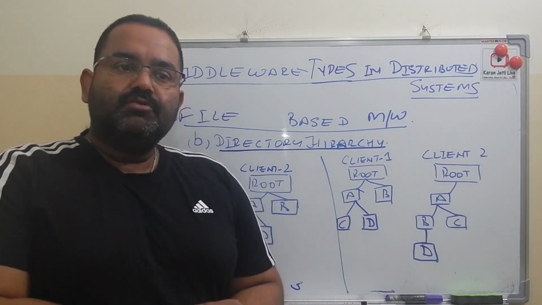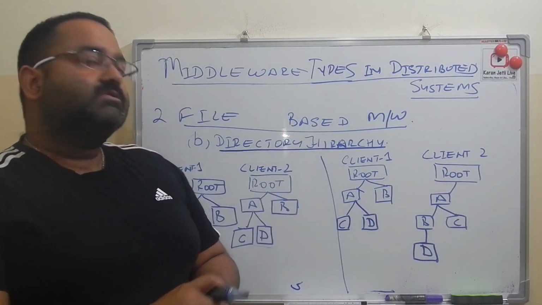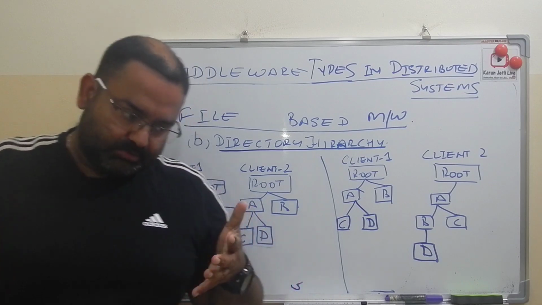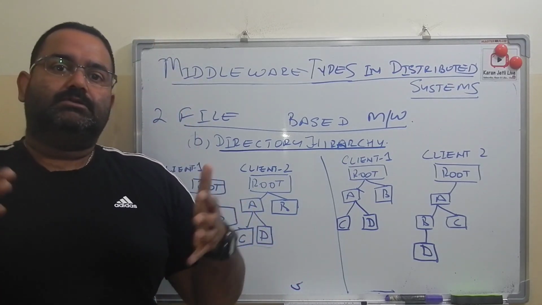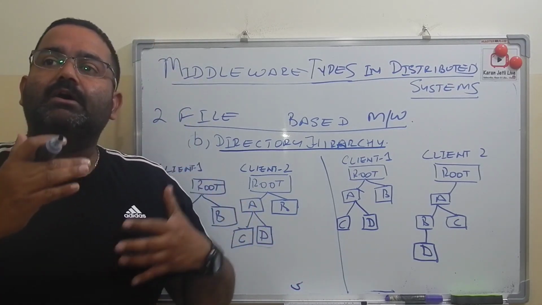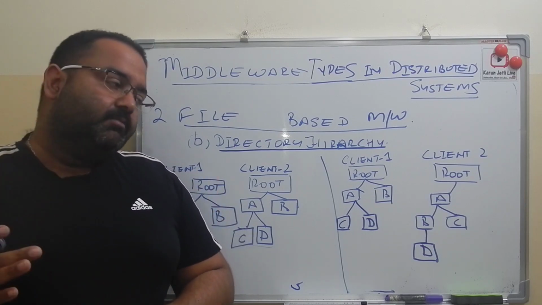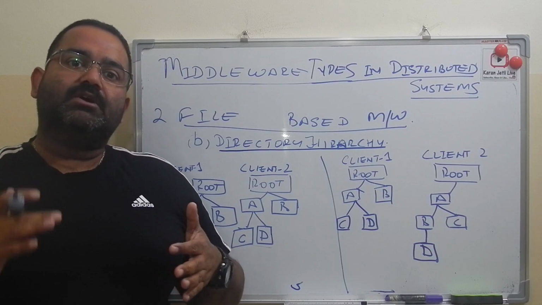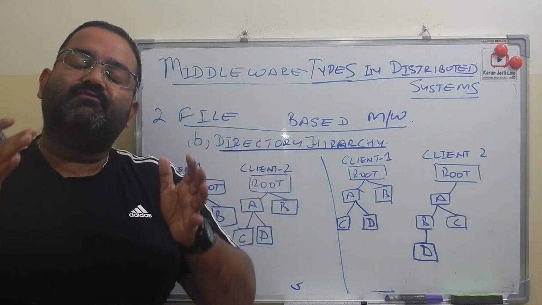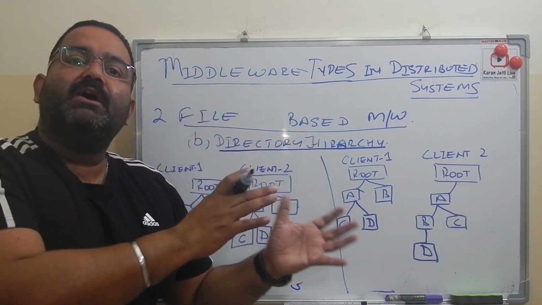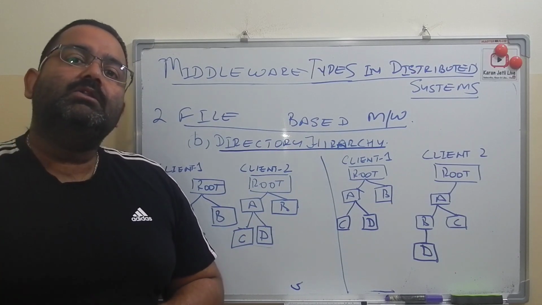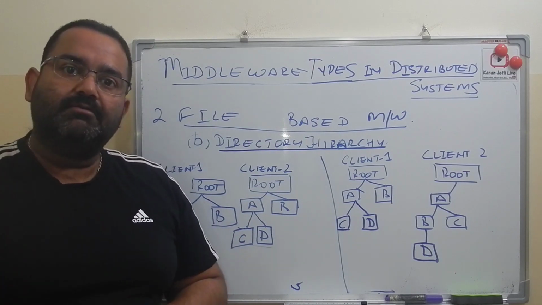So guys, the next issue which comes in file based middleware is the directory hierarchy. Now guys, all of you know the files in any computer systems are arranged in the form of directories. In file based middleware, the next issue is whether all the clients follow the same directory hierarchy or whether all the clients follow different directory hierarchies.